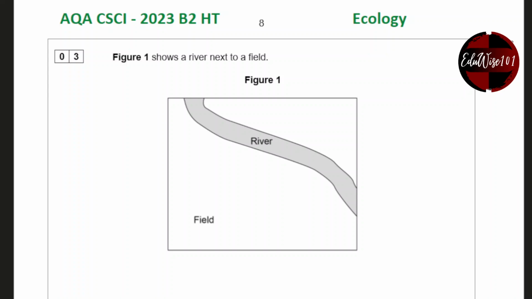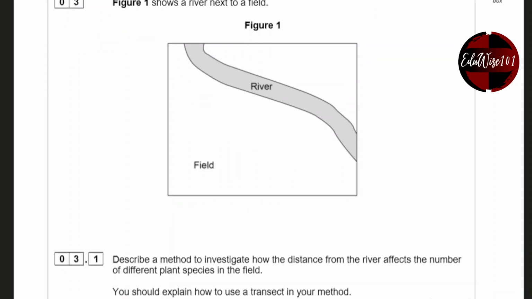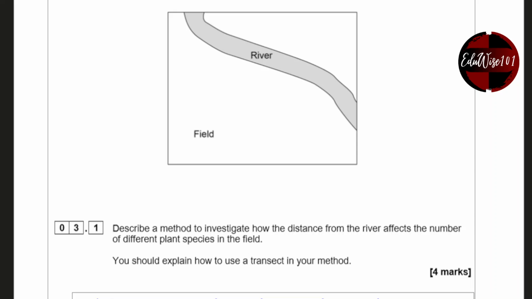In this video, I'm going to go through the AQA Combined Science Biology Paper 2 Higher Tier from 2023. Question number 3 is on the topic of ecology. Figure 1 shows a river next to a field. Describe a method to investigate how the distance from the river affects the number of different plant species in the field. You should explain how to use a transect in your method.